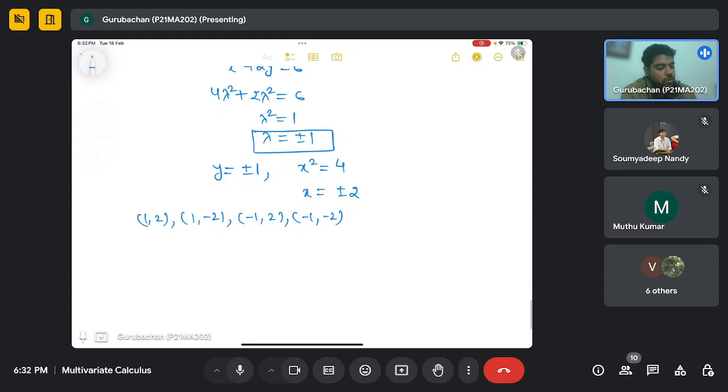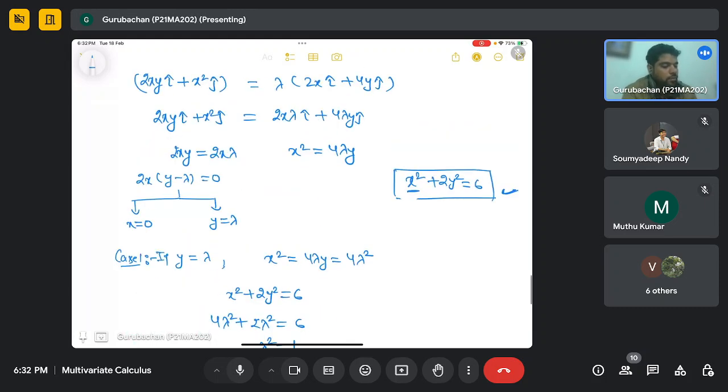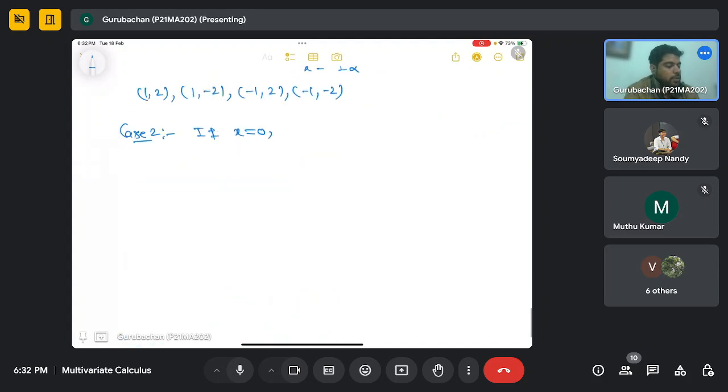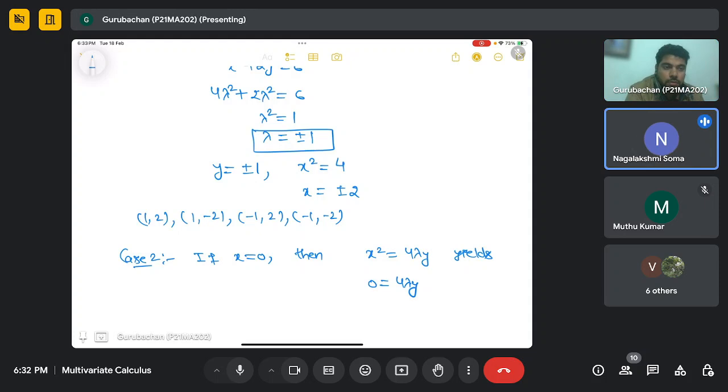So if we follow case 2, where x equal to 0, here we have followed y equal to lambda, then this x square 4 lambda y yields 0. Points are here x plus or minus 2 and y plus or minus.